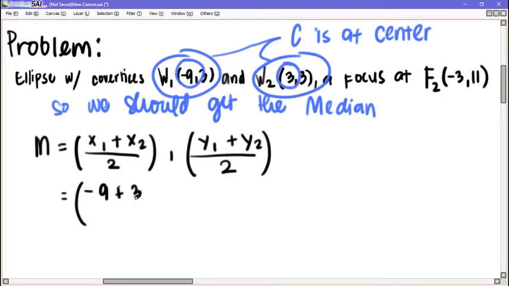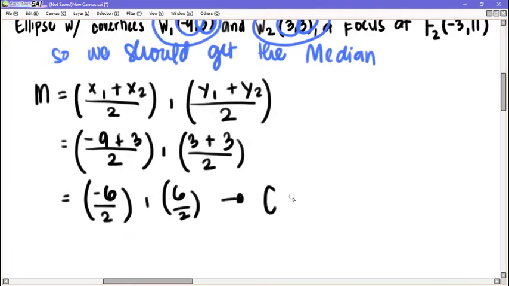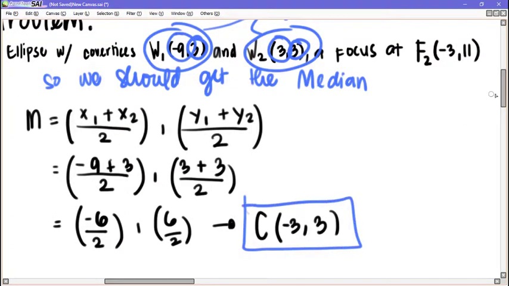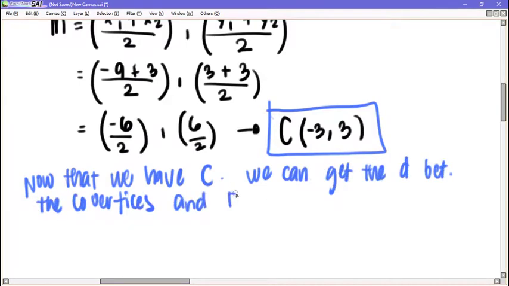That gives us (-9 plus 3) divided by 2, and (3 plus 3) divided by 2, which becomes -6 divided by 2 and 6 divided by 2, and gives us -3 and 3, which is now our median or center. Now we will find the distance between the covertices and the foci.